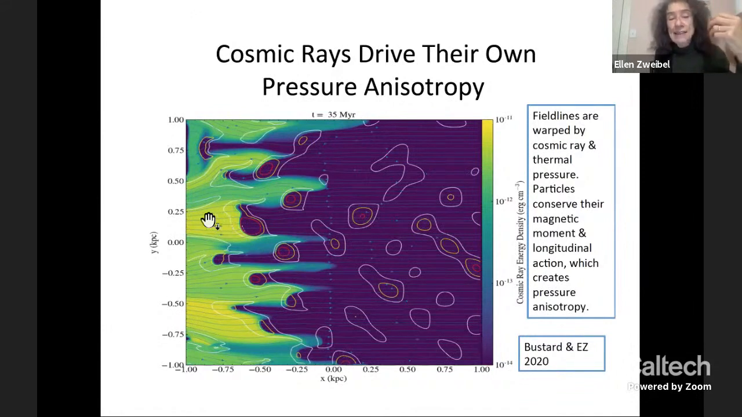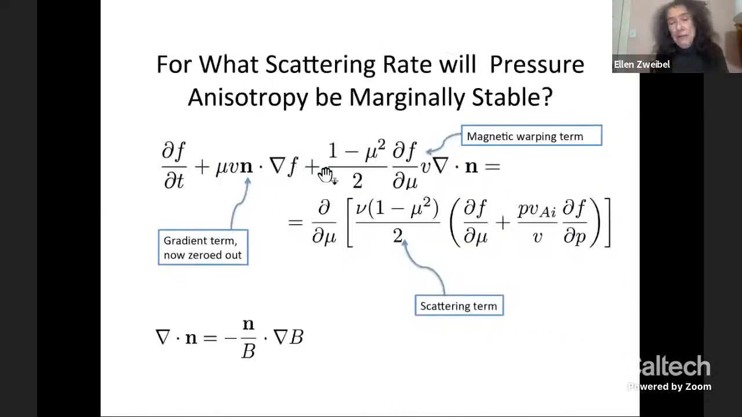And that's because as cosmic rays or particles move into a region of stronger magnetic field, their perpendicular momentum has to increase, but if the field is static, their total momentum has to stay the same, and this can eventually drive their parallel momentum down to 0, and then they reflect, and then they're trapped. So this warping of the field creates pressure anisotropy, which will be unstable, and there's some level of scattering which will isotropize the cosmic rays enough to keep them marginal. So let's see if we can figure out what that is.